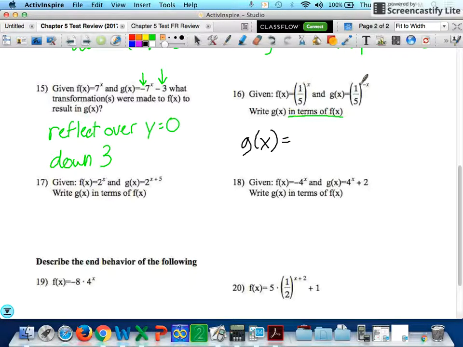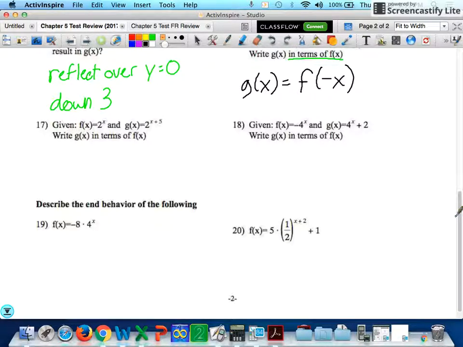Well, from here to here, we see this negative sign popped up directly on the x. So you have to document that in this way. It would be f of negative x. So we just take that negative sign and stick it right there with the x like it happened in the transformation. Okay?